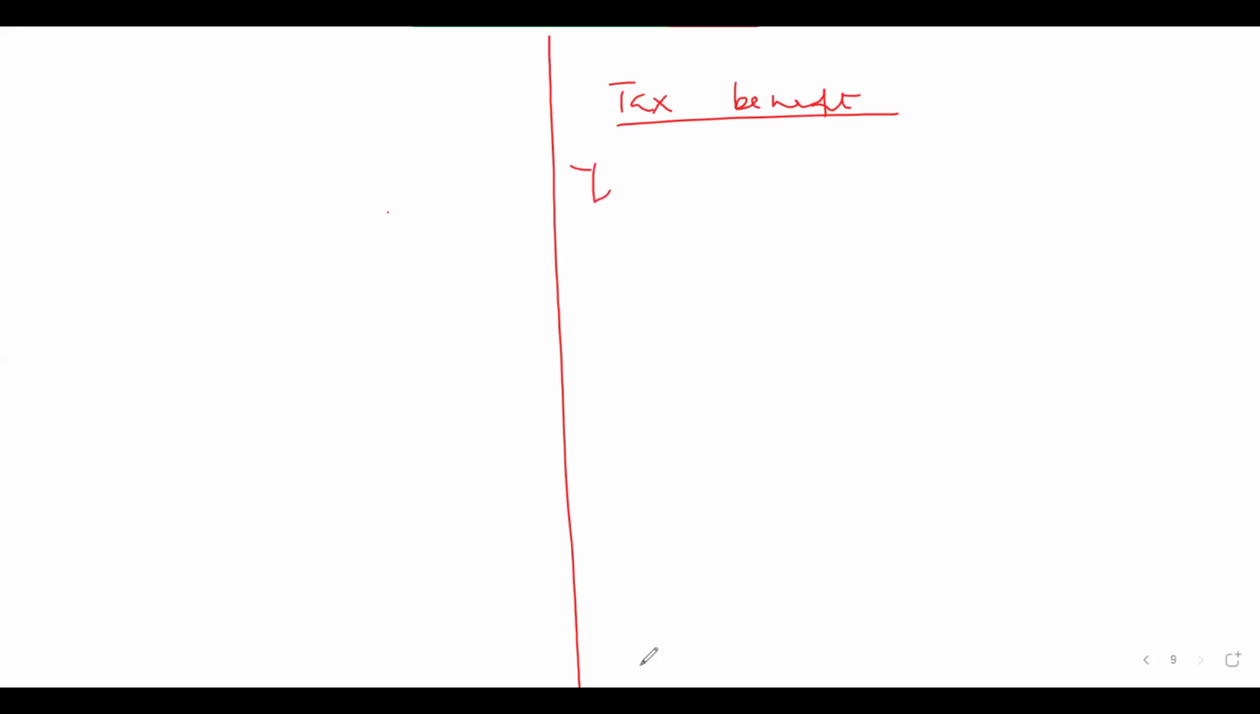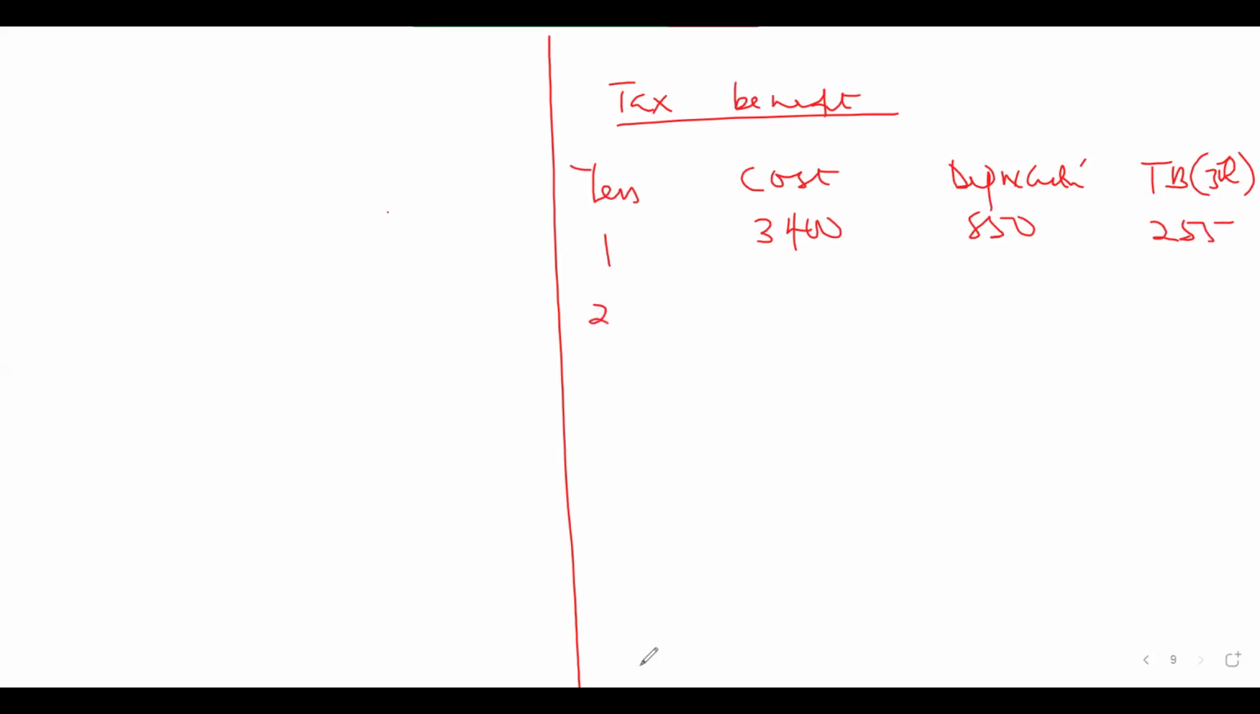So we have the years here, we have the cost, we have the depreciation, then we have the tax benefits. Okay, year one, what is the cost of the asset? 3,400, isn't it? The depreciation will be how much? 3,400 divided by 4. I'm getting 850, isn't it? Yes. And the tax benefit on the 850 will be 30%. So we are not going to be paying tax of 30% on this amount. I'm getting 255.